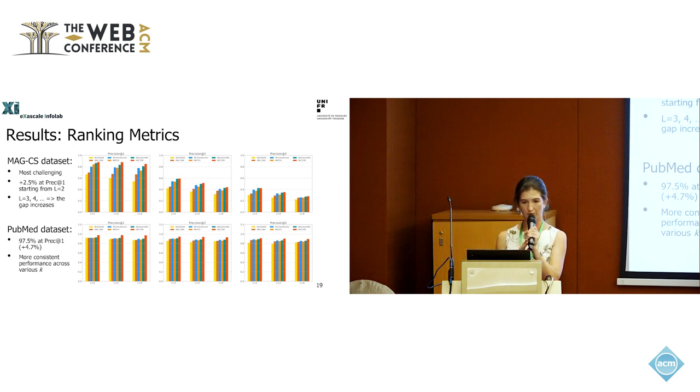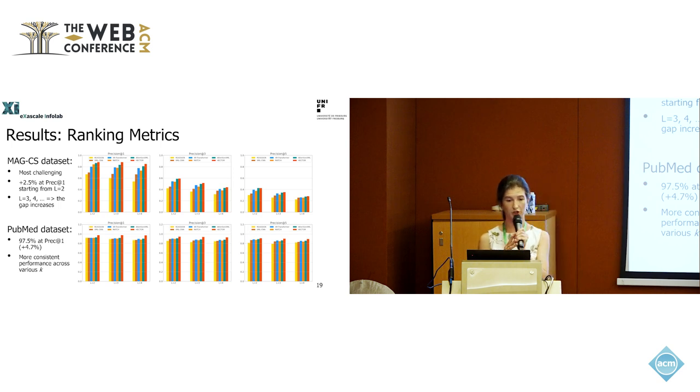But I want to make a few observations from these results. The first observation is that our approach, the red bar, outperforms other competing approaches starting with L equals 2. It means that when only very top-level general labels are provided, like ML or NLP or something, our model can already make very good and accurate predictions of the following subsequent labels. And as we get more labels, like L equals 3 and 4, this gap increases.